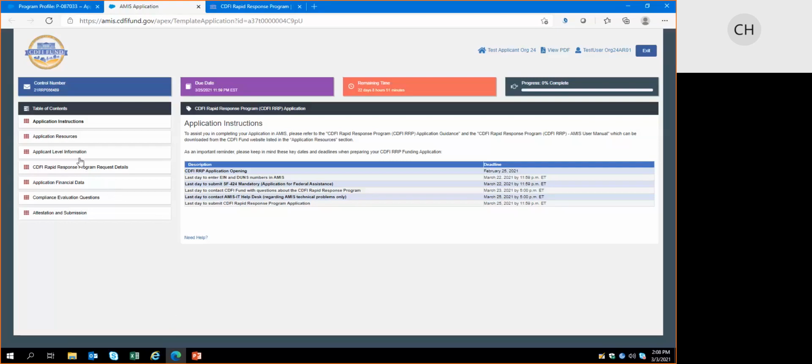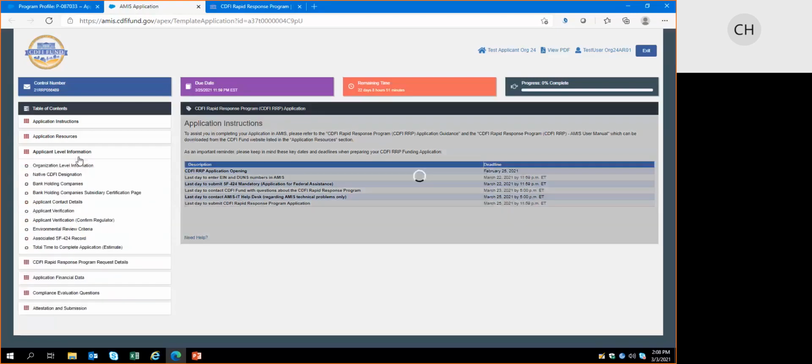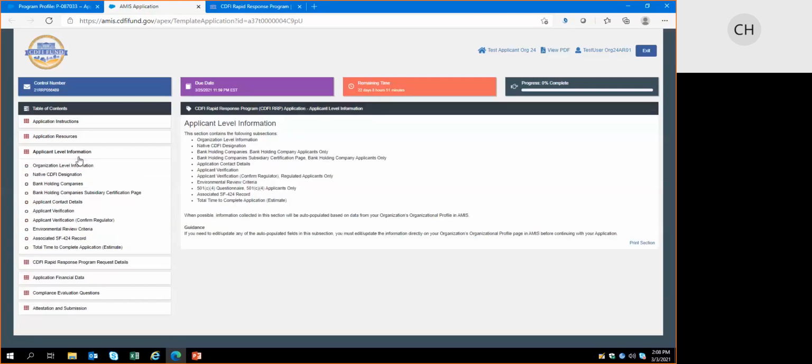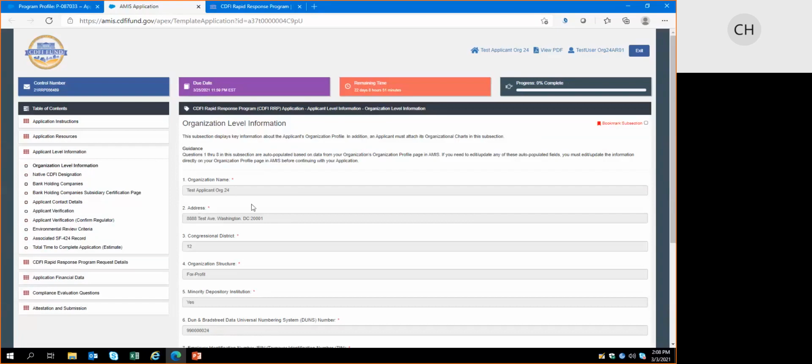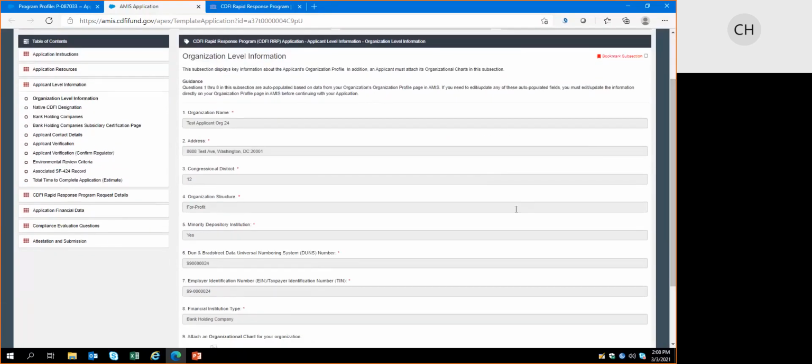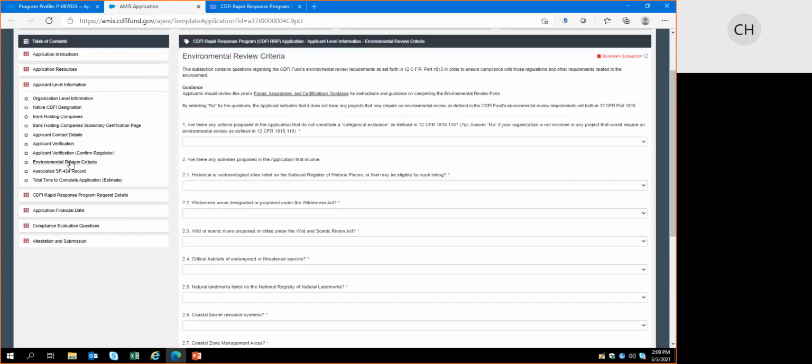You'll be familiar with the applicant level information. This is very straightforward, basic information where you're confirming information about your organization: the name, DUNS, address, EIN, information along those lines. You'll be confirming some contact information. You'll be answering some environmental review questions that are very straightforward, exactly the same that you'd be familiar with in the CDFI or NACA program application.